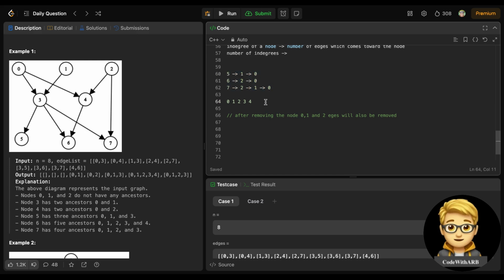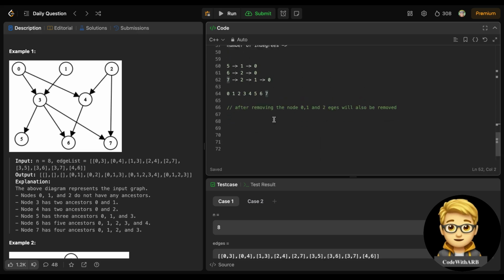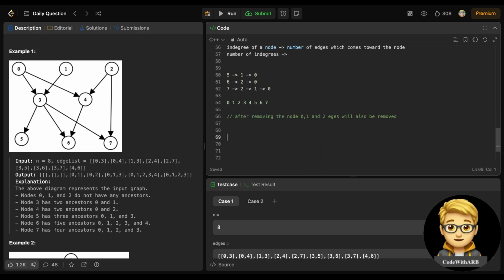So this becomes 5, then 6, and then 7, right? So see, this order and this order is same. This order and this order is same. It means we need to take help of topological sort for finding the ancestors of each node, right? So how will it help?